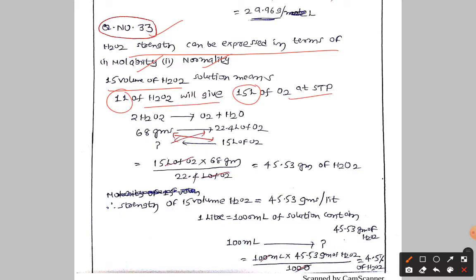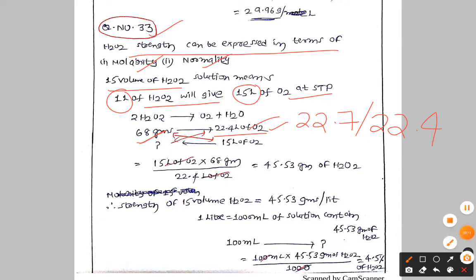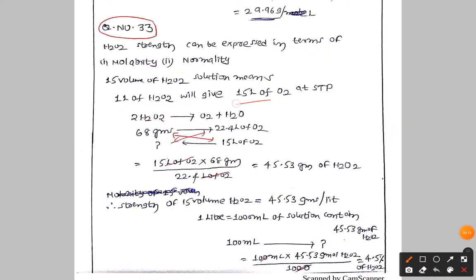According to stoichiometry, what happened here? 68 grams will give 22.4 liters of oxygen. Here you can use 22.7 or 22.4, both are accepted. Some books have 22.4 and some books have 22.7. So how much do we have here?